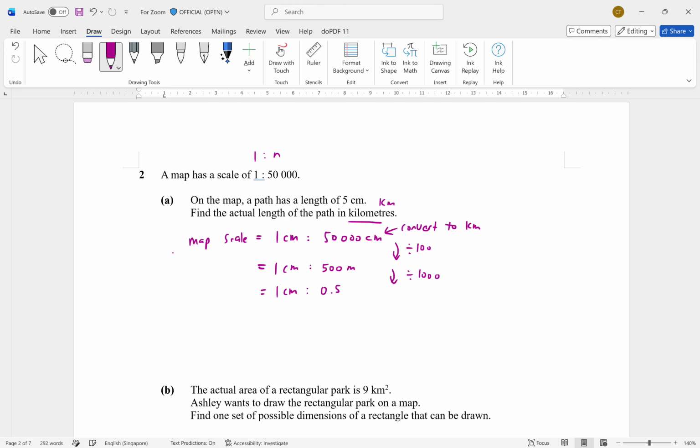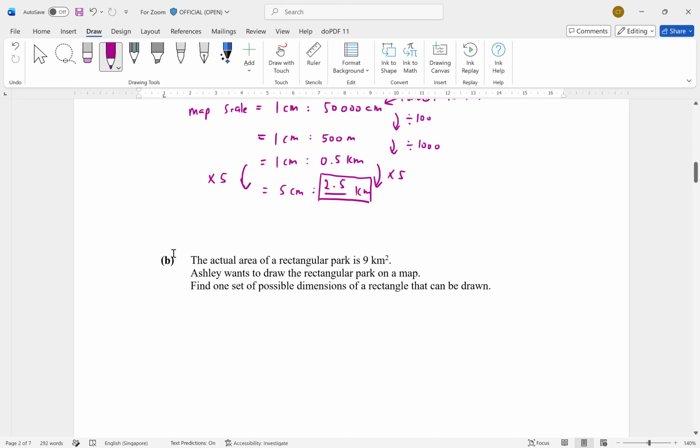So you actually get this for your map scale: 1 cm on the map represents 0.5 km on the actual ground. Now they say there's a path that is 5 cm. If this is 5 cm, what is the length on the actual ground? To get from 1 to 5, you times 5, so we do the same thing on the right side. 5 times 0.5, you get 2.5. So this is the answer they write in the answer space: 2.5 kilometers.